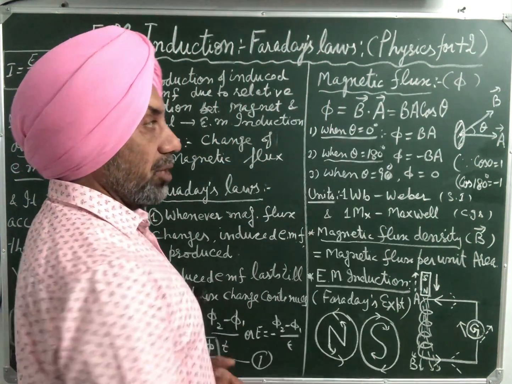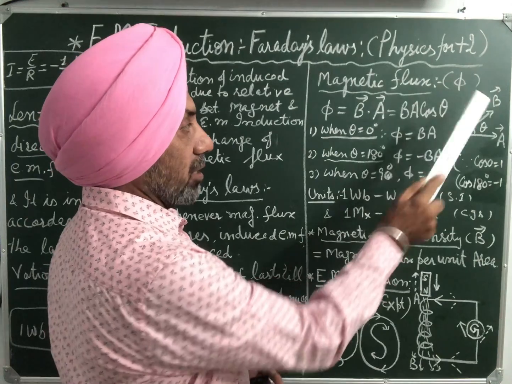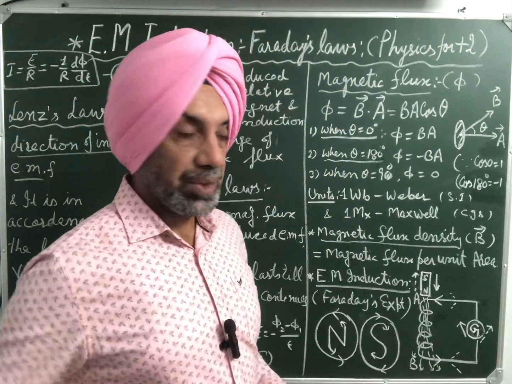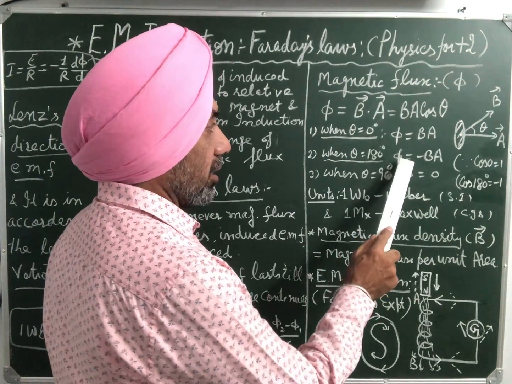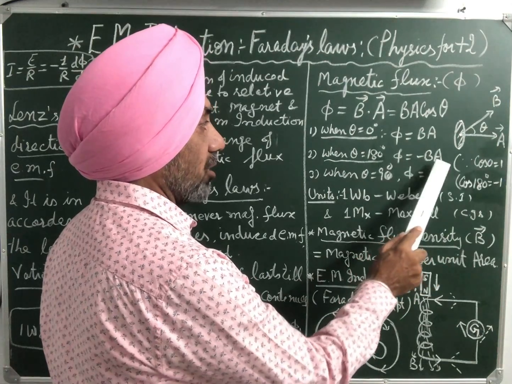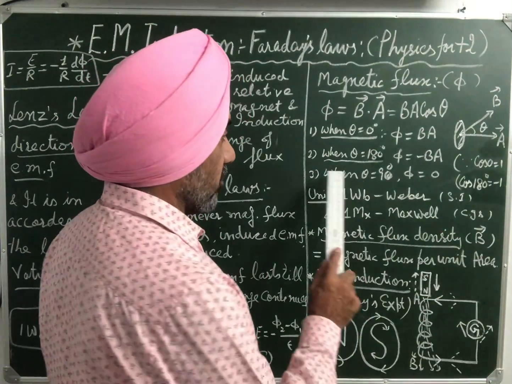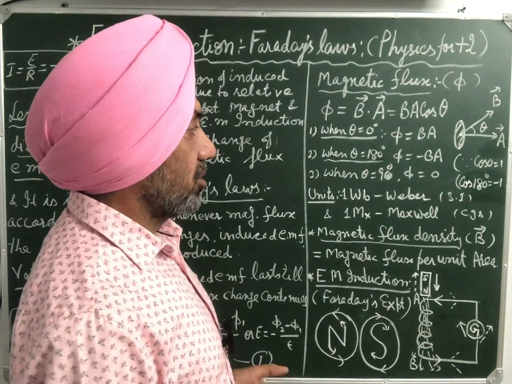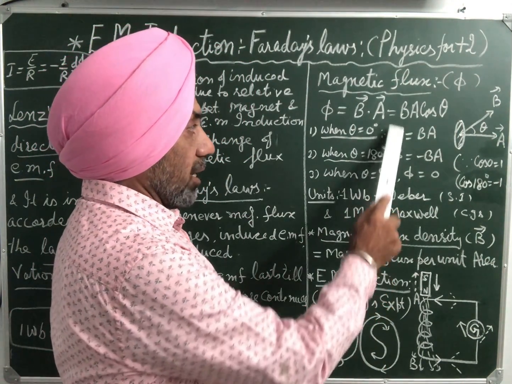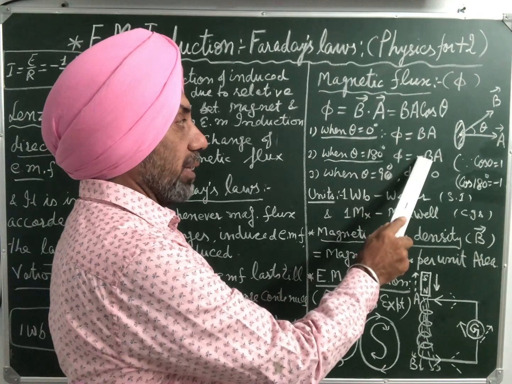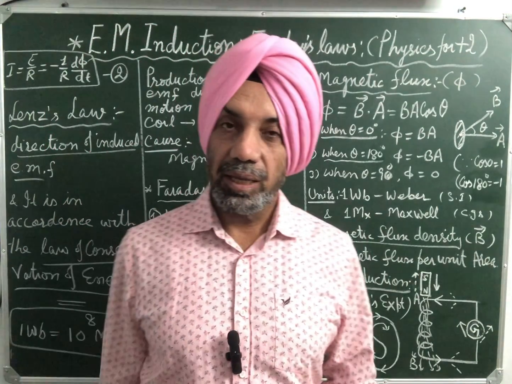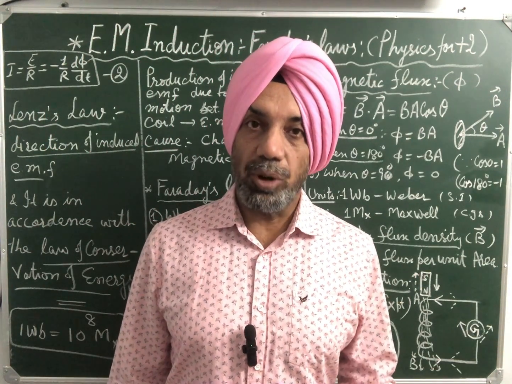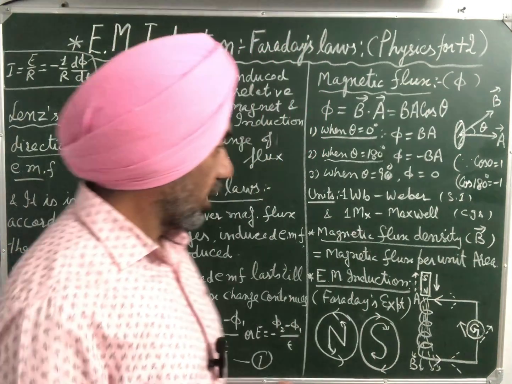When theta is equal to 0 degree, cos 0 is 1, so phi is equal to BA. When theta is equal to 180 degree, cos 180 is minus 1, phi is equal to minus BA. When theta is equal to 90 degree, phi is equal to 0 because cos 90 is 0. So it means magnetic flux may be positive, may be negative, may be 0.